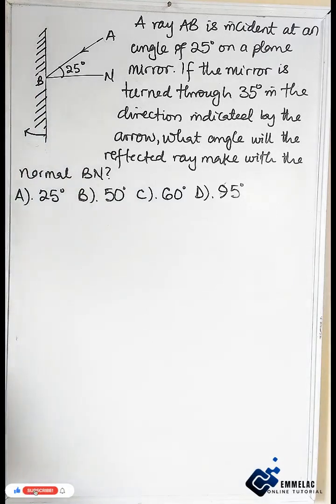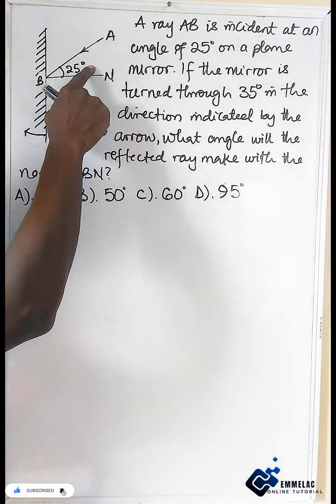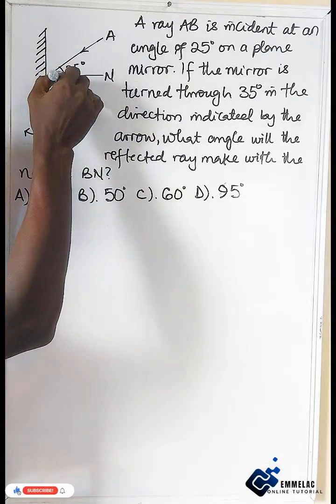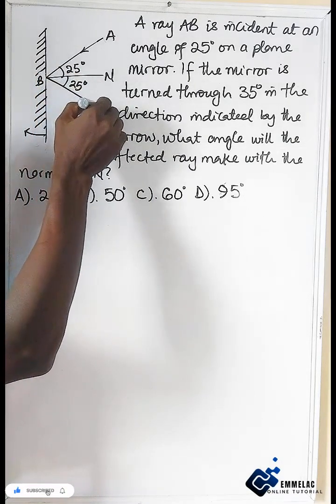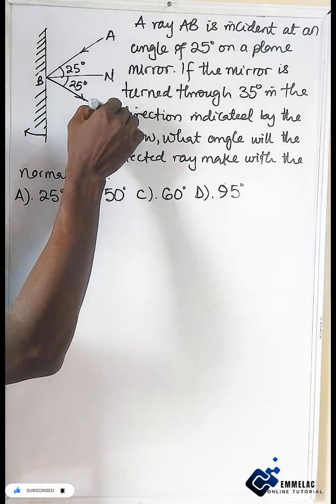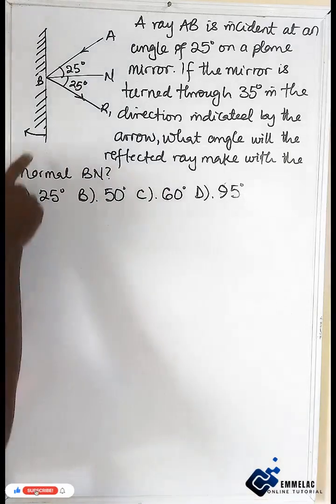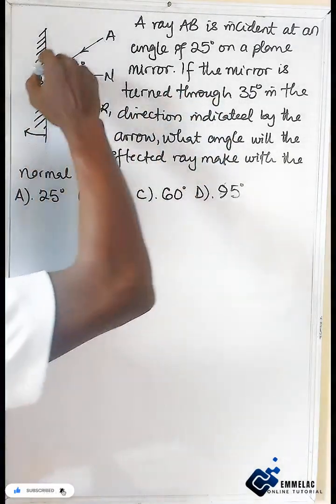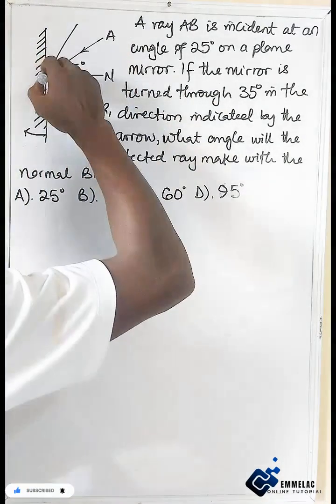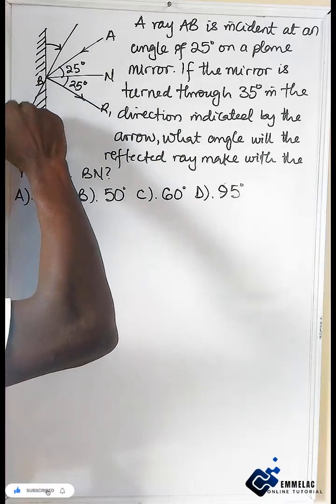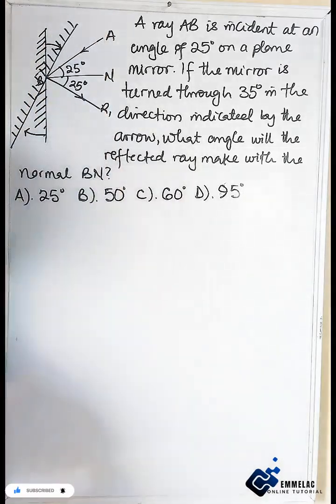Now this is a JAMB question, and to tackle this, first of all, we know that the angle of incidence is equal to the reflected angle. So let us assume here is the reflected angle, which is 25 degrees. Let us assume now that this is R1. The reason I'm putting R1 is because we will need to turn the mirror at this angle. If the mirror is now turned, take note, at 35 degrees, it is being turned this way, which means this will move towards this side. Take note that this is the normal, and this is 35 degrees.